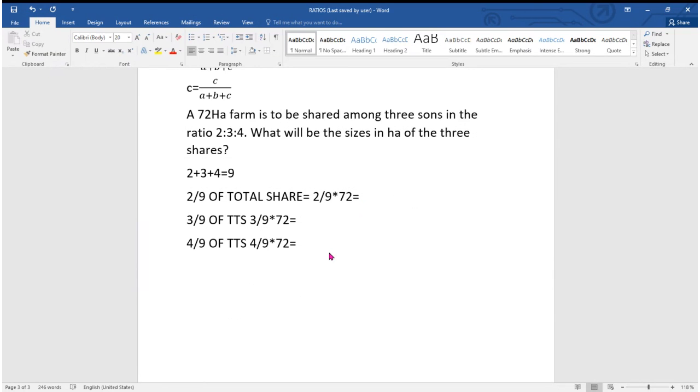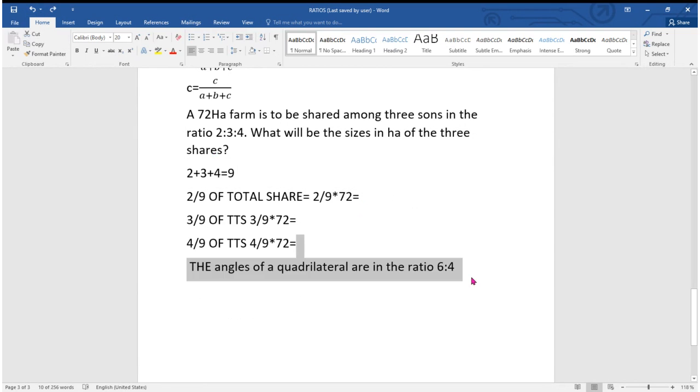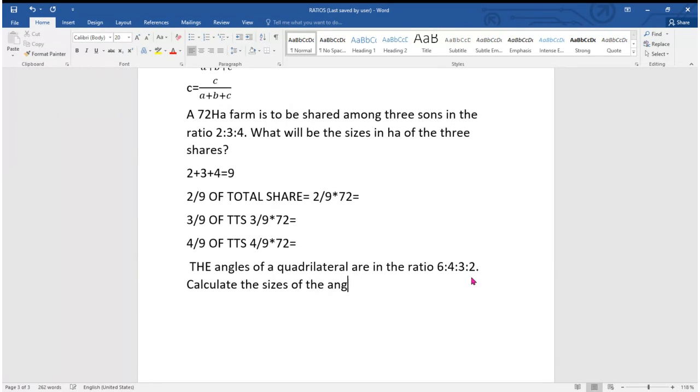Let me just do another example. The angles of a quadrilateral are in the ratio 6:4:3:2. Calculate the sizes of the angles.